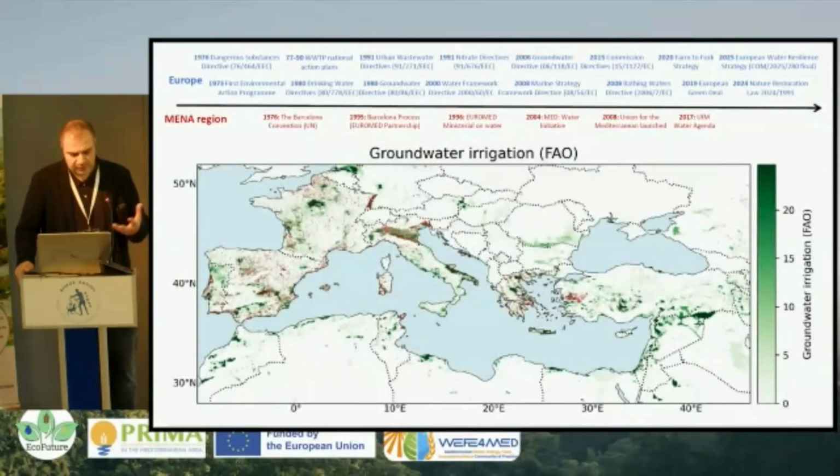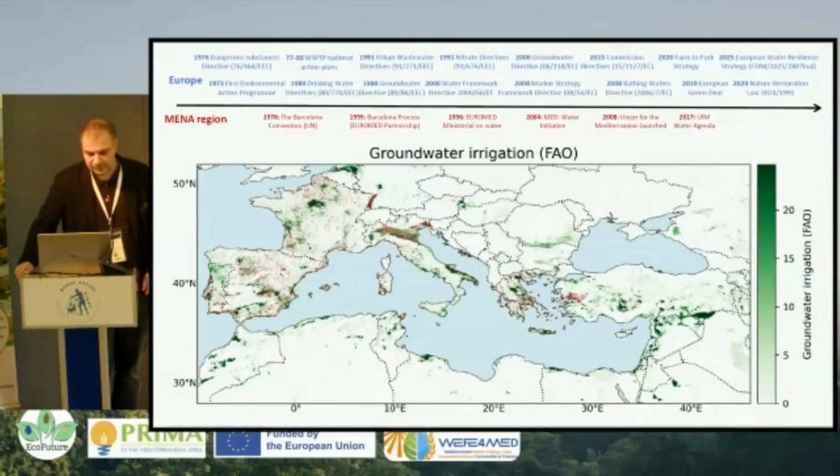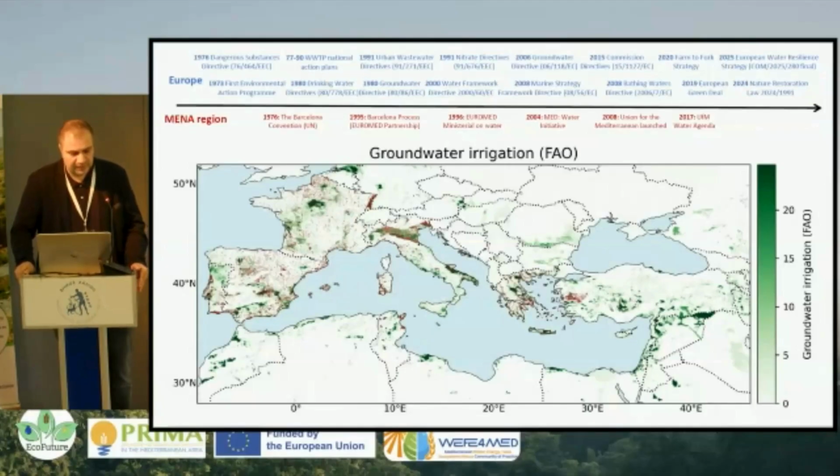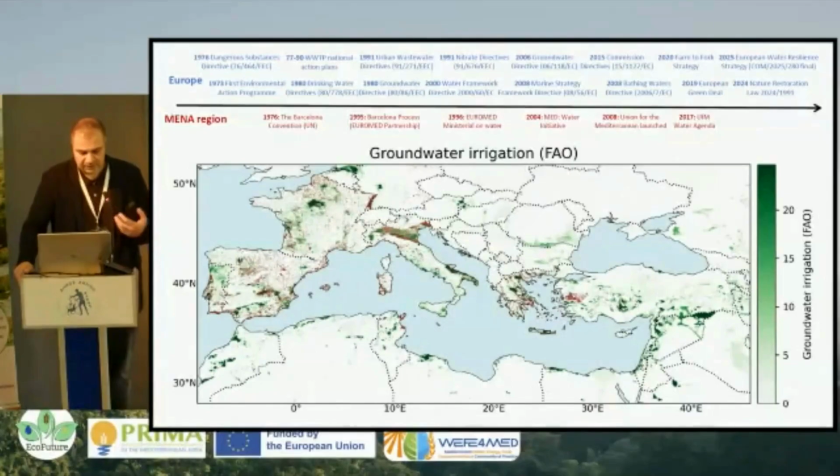The idea is also to put this kind of data availability alongside the top line here, for example the water timelines in Europe, which are very straightforward and comprehensive. However, the MENA region is very fragmented, and this is reflected in the data availability and the consistent, systematic monitoring and data sharing in the region.